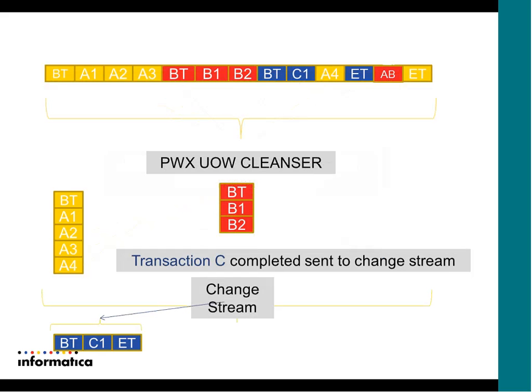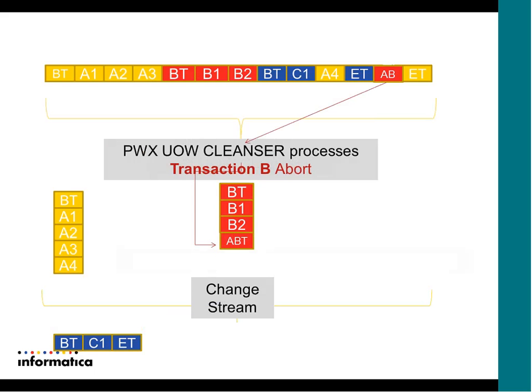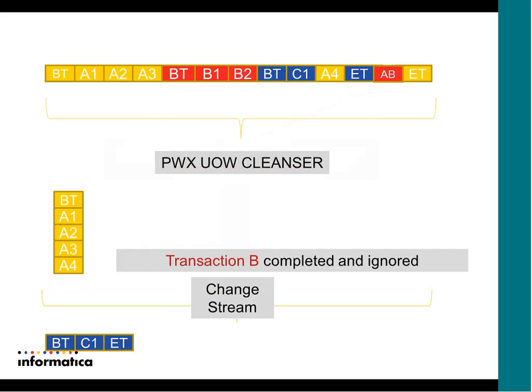In this case, the third transaction to begin is actually the first one written to the change stream, because it was committed first. And more importantly, transaction B, which is aborted, isn't written to the change stream at all. So the change stream will not have any information about transaction B.